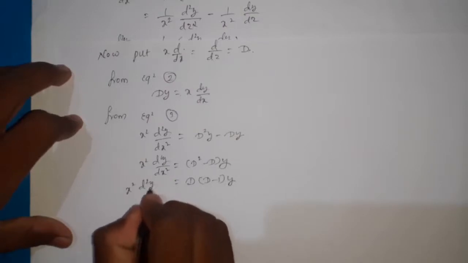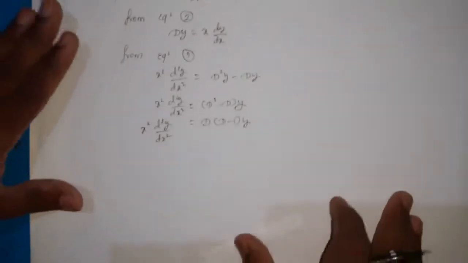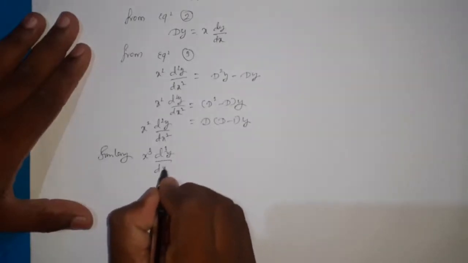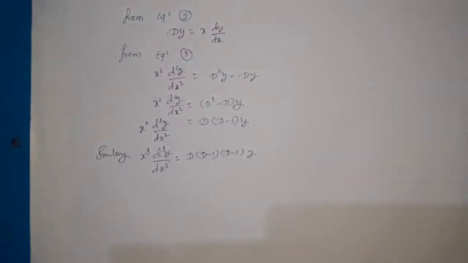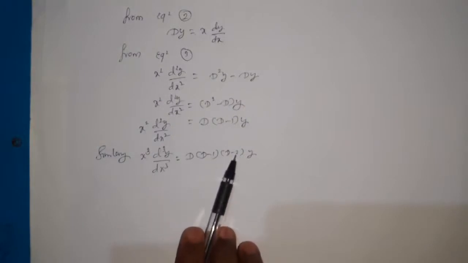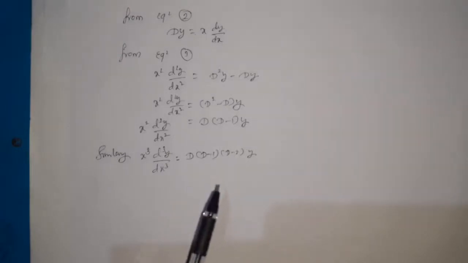So the second order derivative, x square into d square y by dx square, is equal to D into D minus 1. Similarly we can write the next derivative, x cube d cube y by dx cube, that is D into D minus 1 into D minus 2 into y. If the power of d is 3, then we have 3 terms, D, D minus 1, D minus 2, not D minus 3. If the power of d is 3, then the last factor will be D minus 2. If the power of d is n, then it will be D minus of n minus 1, 1 less than the power of d.